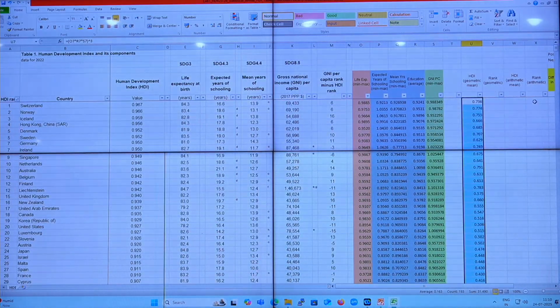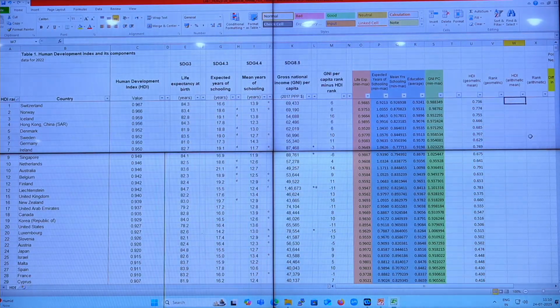And then the arithmetic mean here is these three indicators added together and divided by 3.